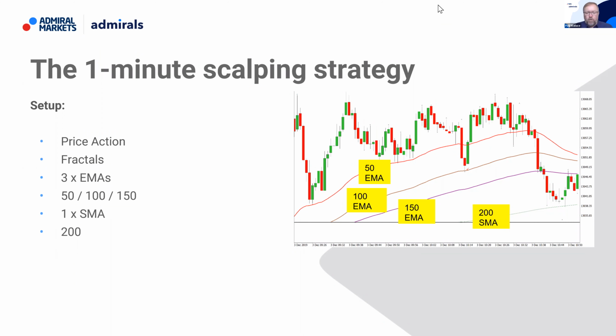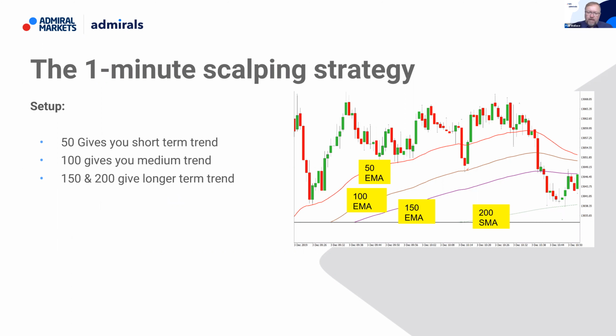SMA. But the important ones are 50, 100, 150, which hopefully you can see there on that chart, red, kind of brown, purple. The colors don't really matter, as long as you know what they are. 50 MA gives you the short-term trend, 100 gives the medium-term trend, and the 150 and the 200 give you the kind of longer-term trend. And we're on a 1 minute chart, so the longer-term trend is over the next hour or so. That's what we're particularly looking at.